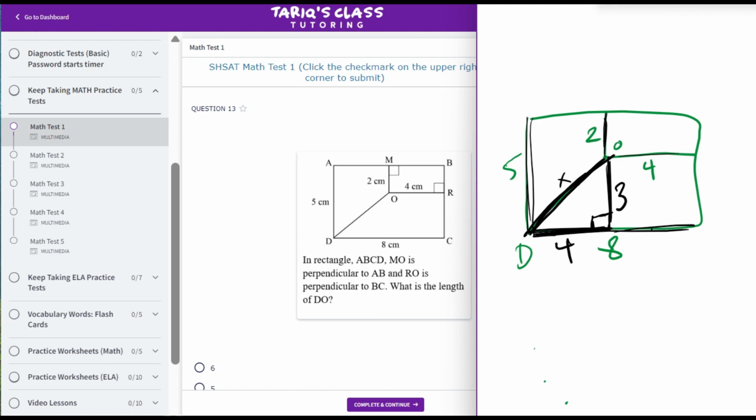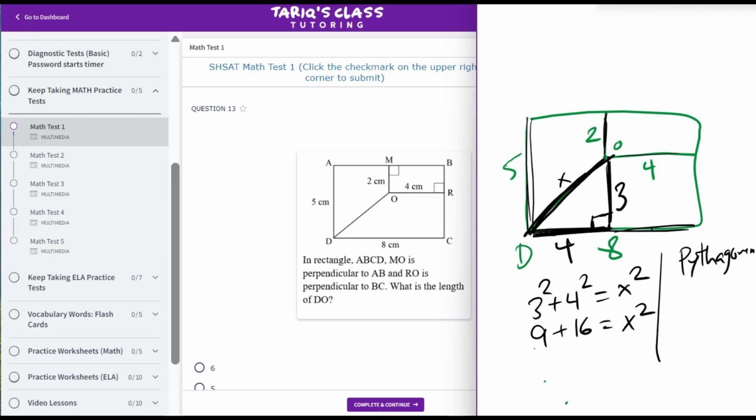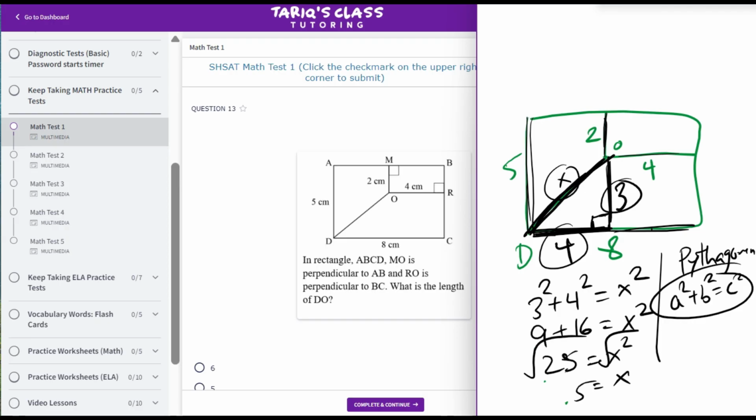Some of you already know it's 3, 4, 5, Pythagorean triple. Or you could do 3 squared plus 4 squared equal to x squared. So that's 9 plus 16 equal to x squared. Well, by the way, those who don't know, this is called the Pythagorean theorem. It's a squared plus b squared equal to c squared. Means if we square a side of a right triangle, plus the square of the other side, that will be equivalent to the square of the hypotenuse, the biggest one. So that's 25 equal to x squared. Now square root both sides, so x equal to 5. Okay, so DO should be 5.